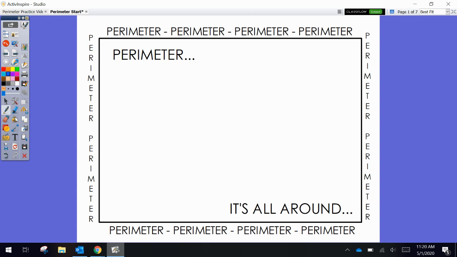Hi, boys and girls. Today, we are going to be moving on to a new unit. We finished up graphing, so now we're going to be starting on perimeter and area.